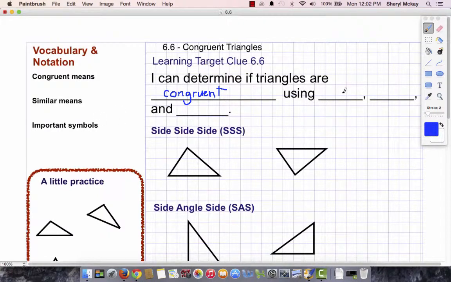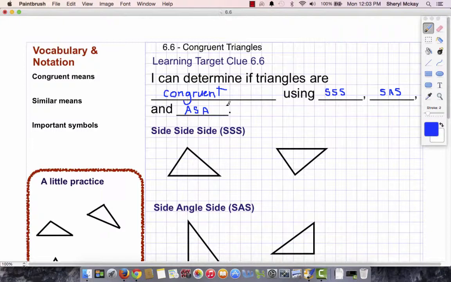Using, and we're going to go ahead and put in some initials. We'll just put them in the order that I have them on this page. S, S, S, S, A, S, that's an S, not a 5, and A, S, A. All right, I can determine if triangles are congruent using SSS, which stands for side, side, side, SAS, which is side, angle, side, and ASA, which stands for angle, side, angle.